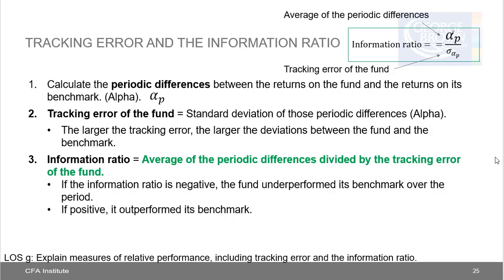Okay? If the information ratio is negative, the fund underperformed its benchmark over the period. If it's positive, it outperformed its benchmark. So we can see the numerator is the average of the periodic differences, and the denominator is the tracking error of the fund. And so, of course, if the return of the portfolio minus the benchmark, that's the periodic differences, is negative, if the fund underperformed, the numerator is going to be negative. The information ratio is going to be a negative number.